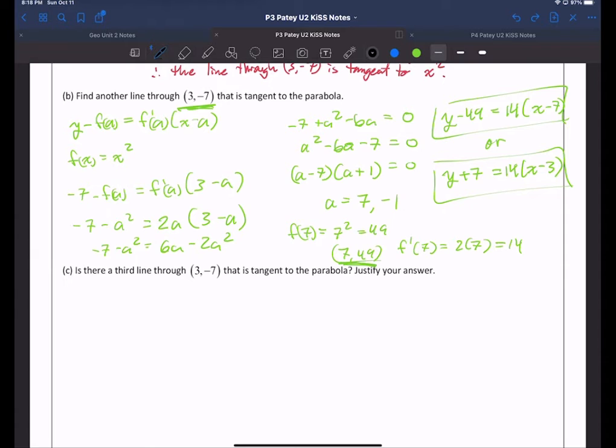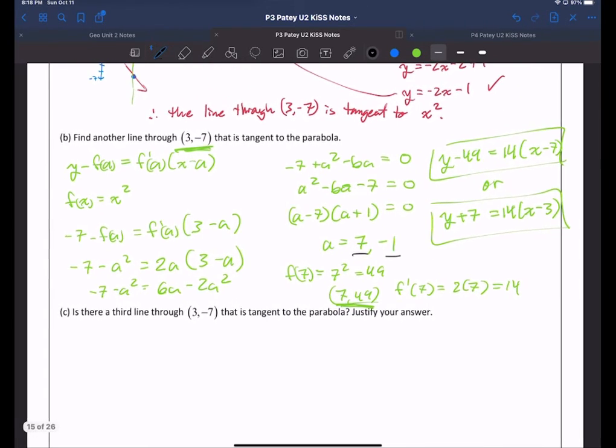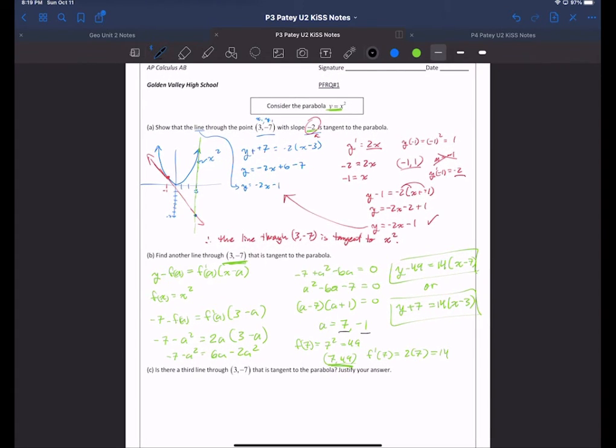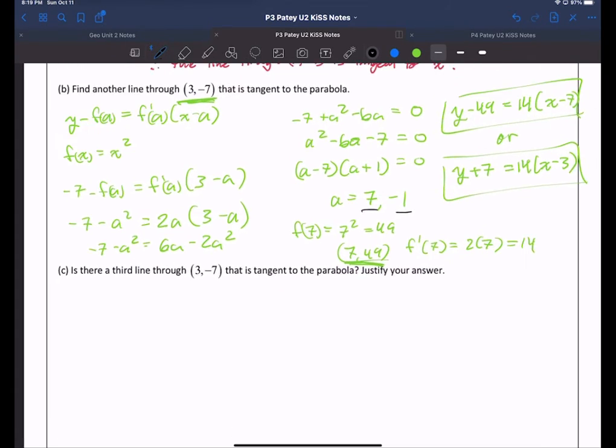We showed in B that there's only 2 x values, 7 and -1, that would go through (3, -7) and then be tangent to the curve x squared. Now, this question might also be there because of other ways that you can solve this. I think this is the most direct way to solve this, and so I don't feel like there's more work that needs to be done.